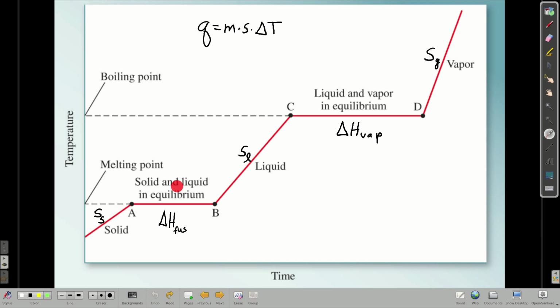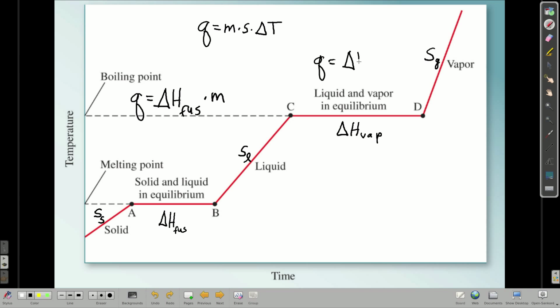For each of the flat portions, it's going to be Q is equal to either delta H of fusion, if it's going from liquid to solid, times the amount, I'll call it m for mass. Over here, it's going to be Q is equal to mass times, let's write it the other way.